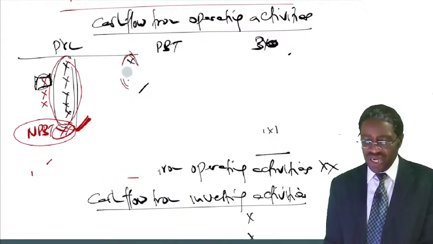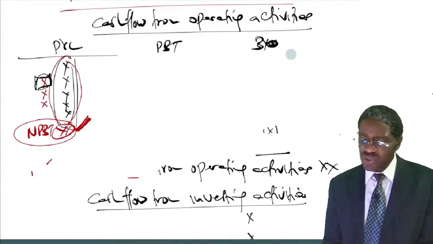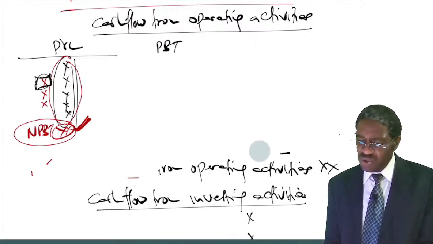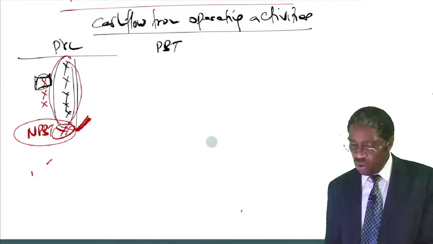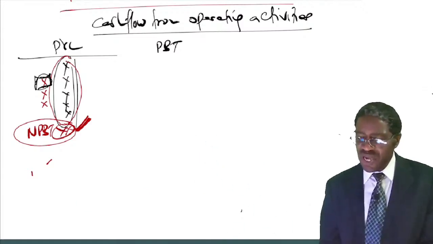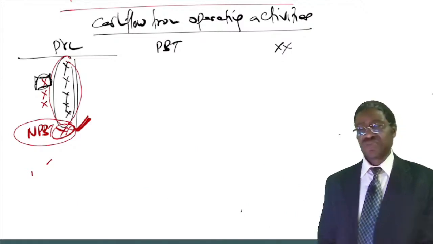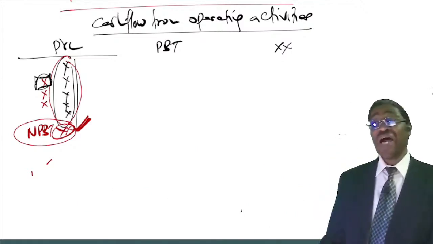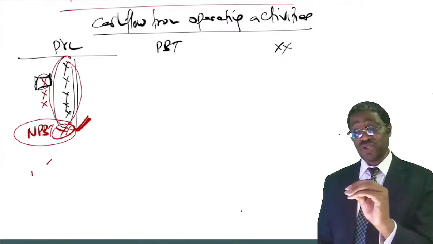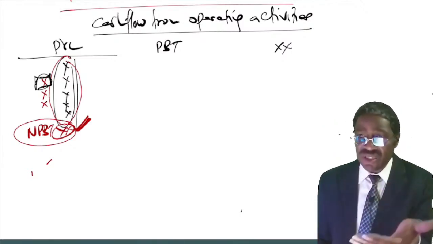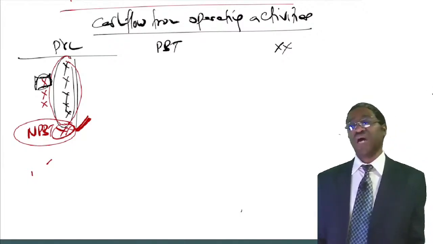Listen, we are now trying to find out what are those transactions that could have gone to the P&L account which no cash was involved at all. We normally refer to them as non-cash items. So you pick whatever profit before tax the question has given you, then adjust it with those non-cash items.